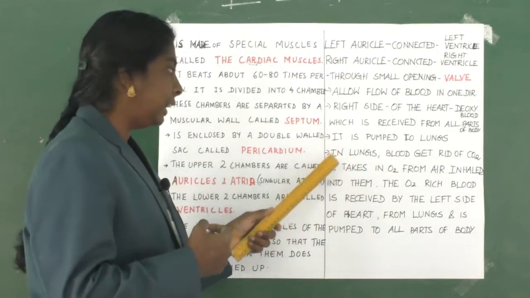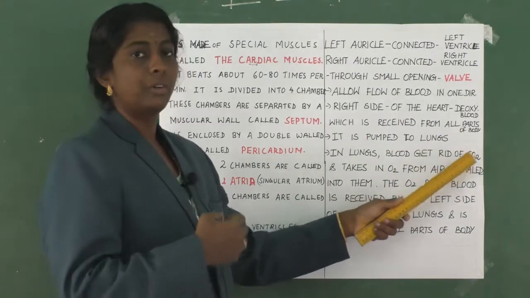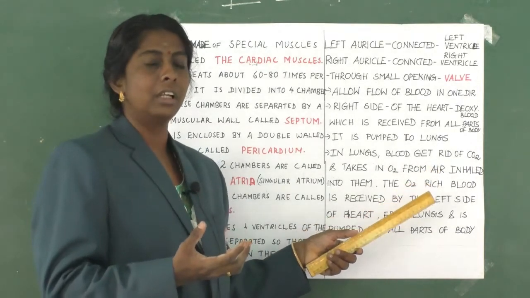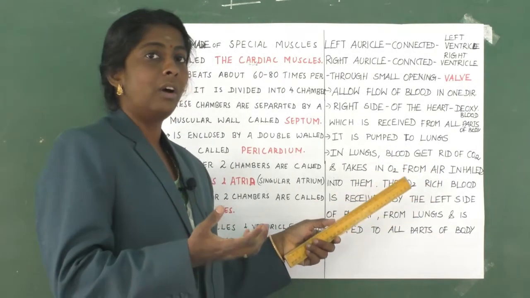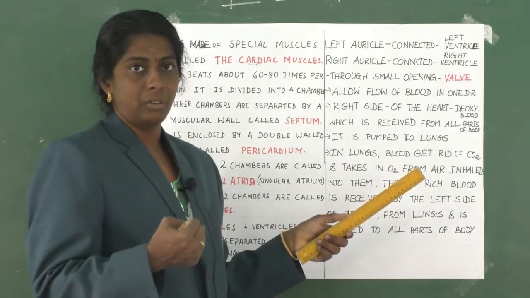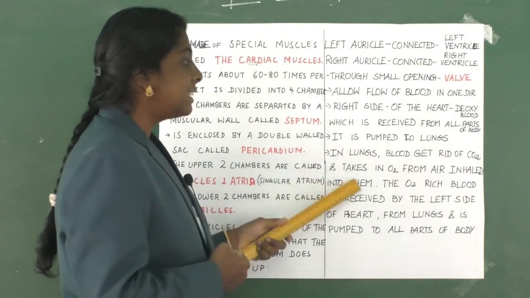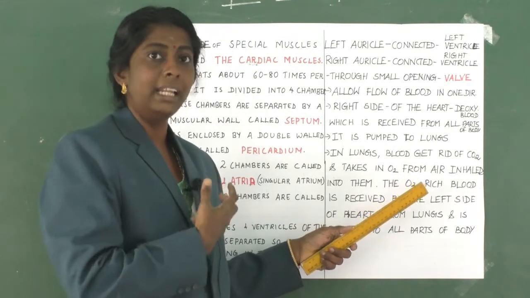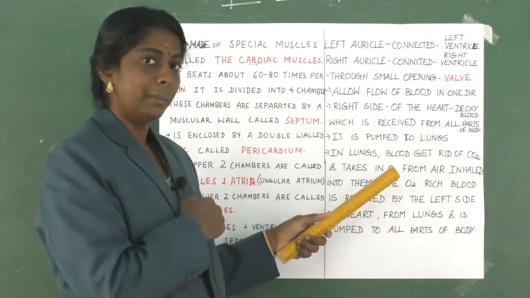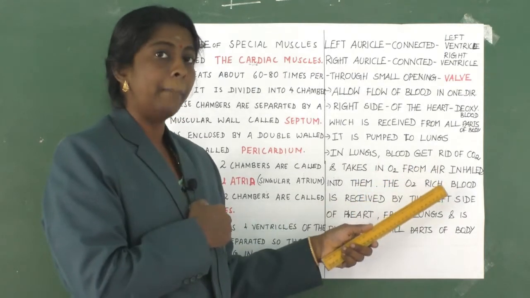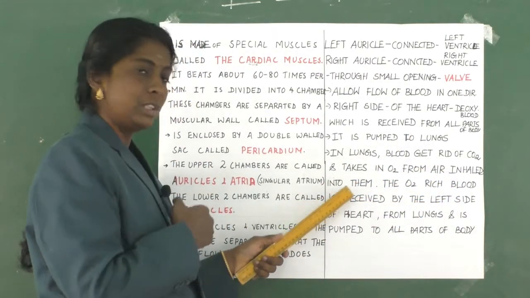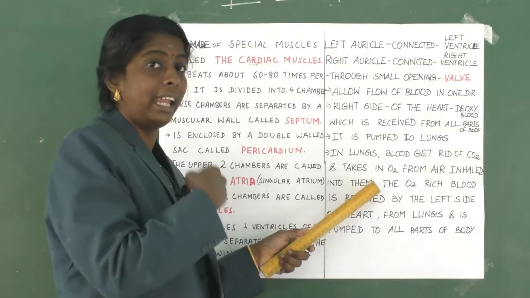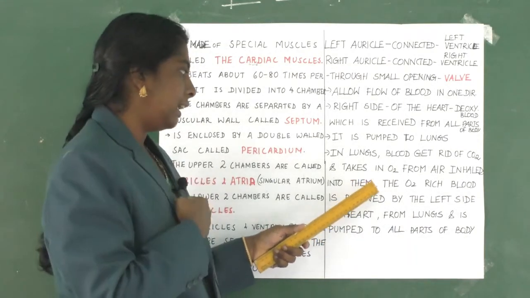So what will happen there? In lungs, blood gets rid of carbon dioxide. Deoxygenated blood is nothing but carbon dioxide rich blood, is it not? So once it is sent to lungs, automatically carbon dioxide will be taken out from the blood and oxygen will be taken in. It takes in oxygen from the air inhaled into them. We are inhaling the air, no? From that air, oxygen is taken in the lungs.